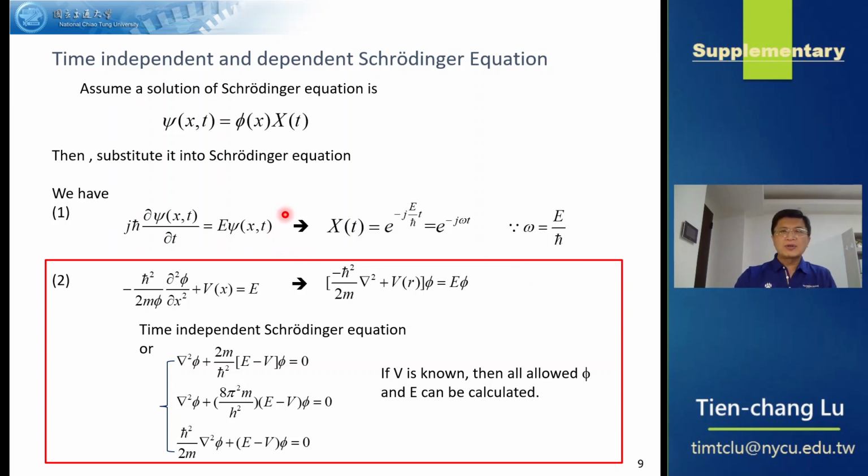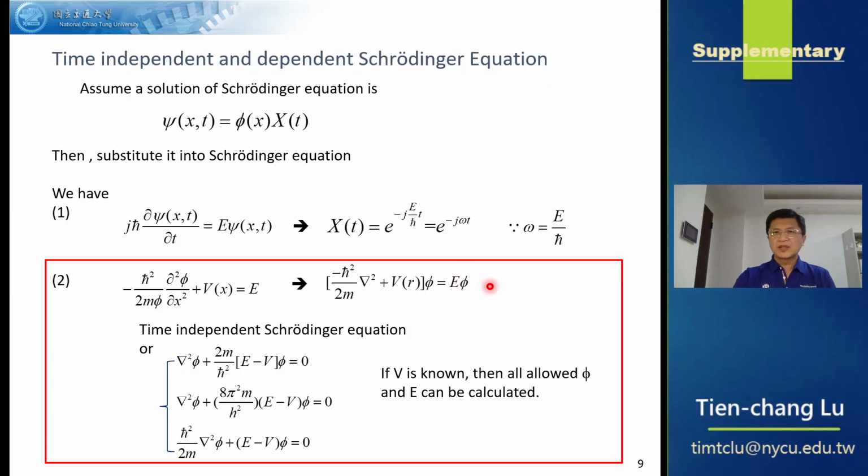Since we are able to eliminate the time-dependent part, the spatial-dependent part gives us minus ħ squared divided by 2m times the second derivative of φ with respect to x squared, plus V, equals E, once we remove this φ. We can use this to represent the time-independent Schrödinger equation: minus ħ squared divided by 2m times the Laplacian plus V, times φ, equals Eφ. This is called the time-independent Schrödinger equation.